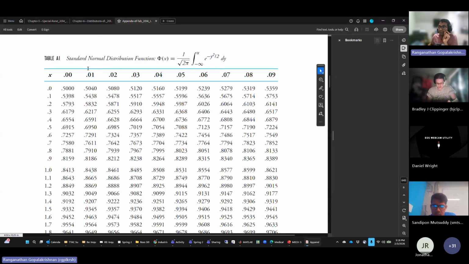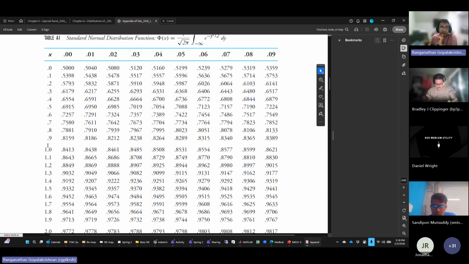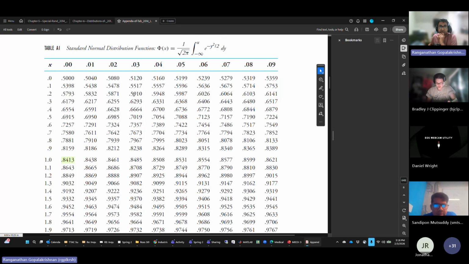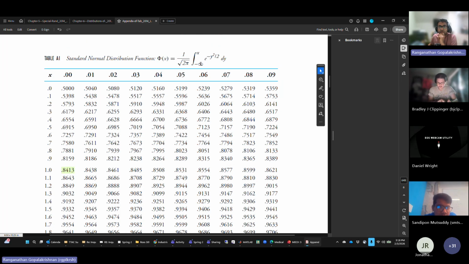I want x equals 1 and x equals minus 1. Let's first look for 1. 1.0, 1.00. So this is the first value I'm looking for. So hold on here. I want phi of 1, that is this. I want phi of minus 1. Okay, that's a little tricky because this table has only positive values. It doesn't have negative values. So we have to think, how will we do phi of minus 1? You see the problem?